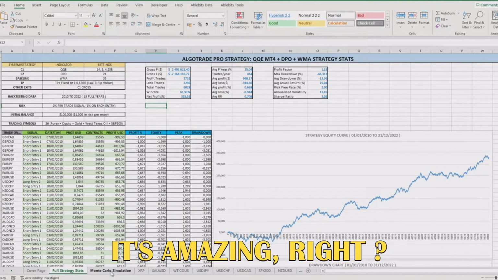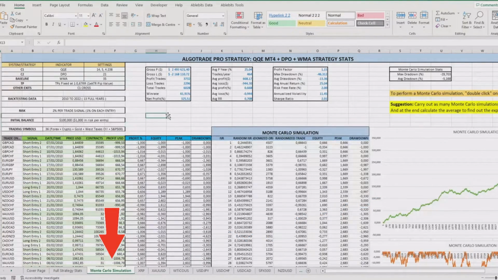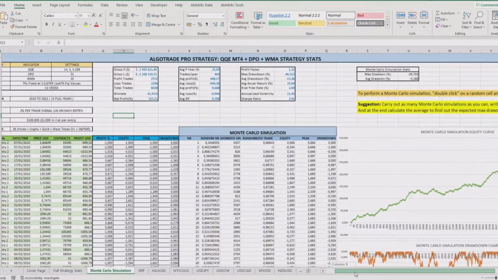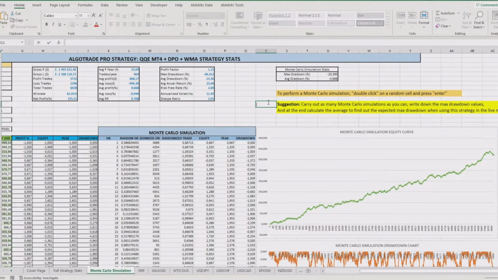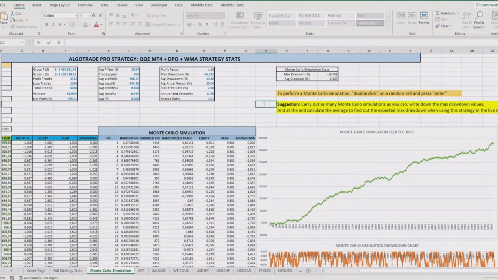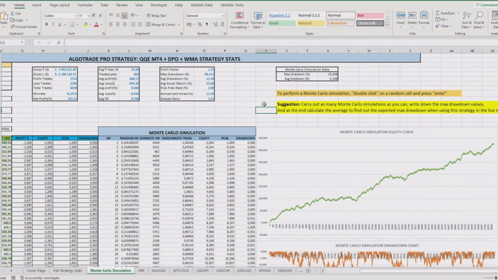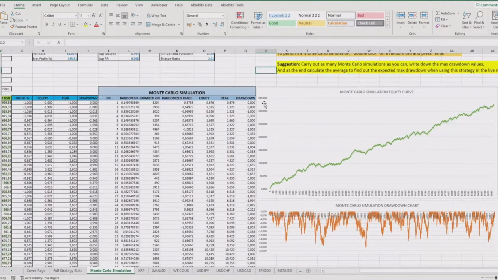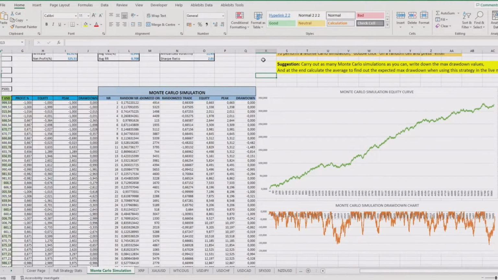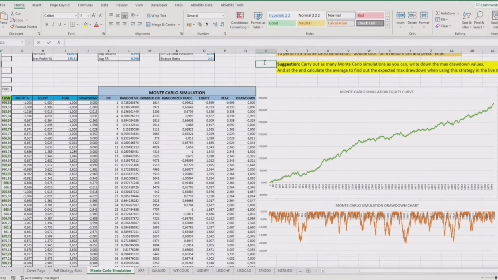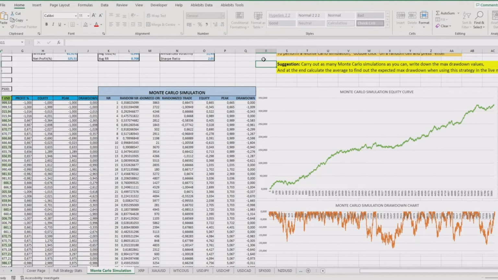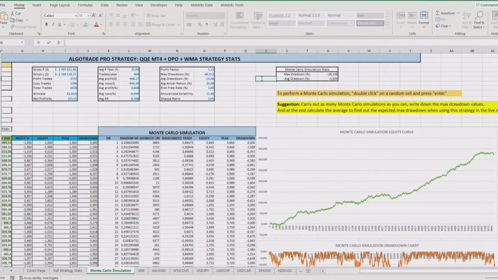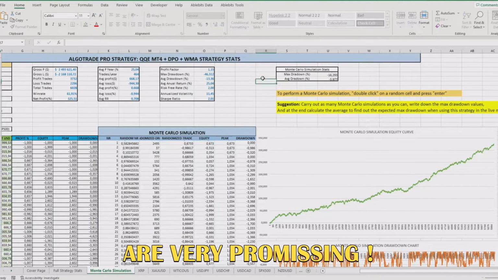It's amazing, right? Finally, I left you a special gift here, a sheet where you can carry out Monte Carlo simulations automatically. You just have to double click on a random cell and press enter. This type of simulation is extremely important to verify the efficiency of a strategy, where you can find out the maximum expected average drawdown value when applying this strategy in the live market, which is essential data to define the risk you will use. And in this case, you can see that the results of this strategy are very promising.